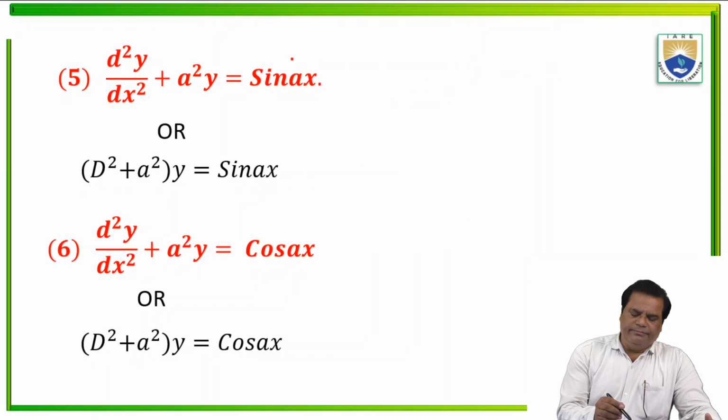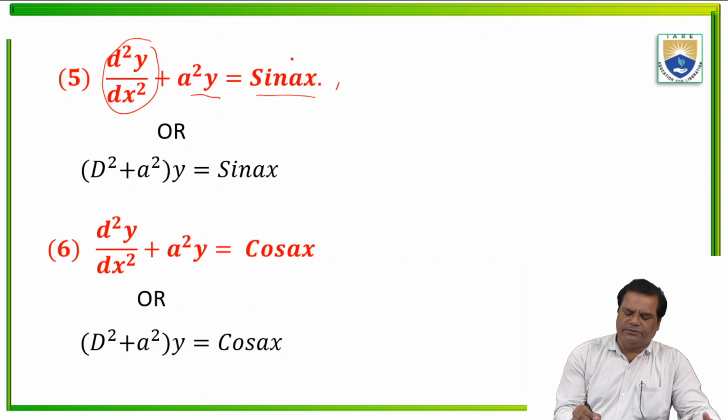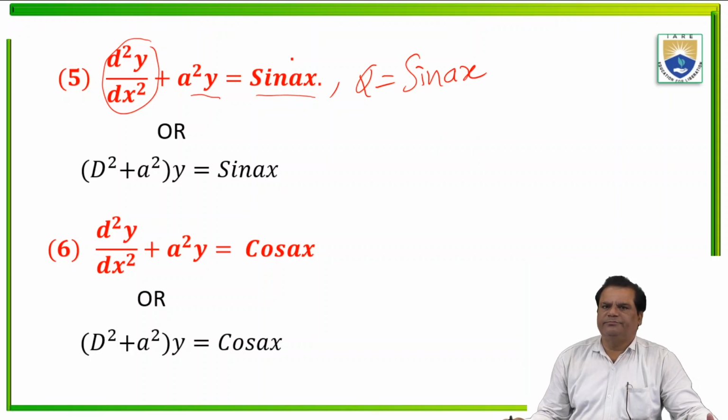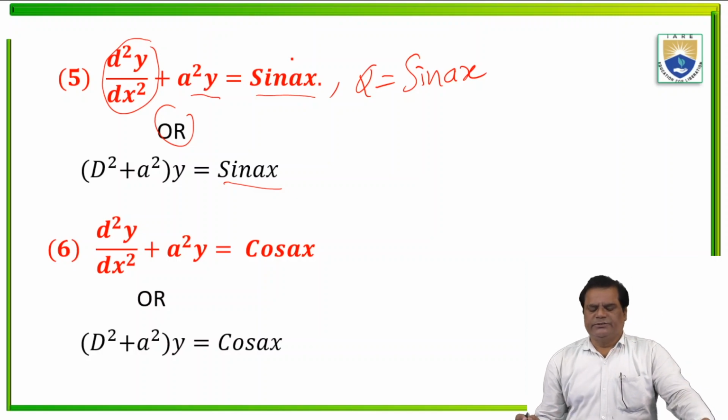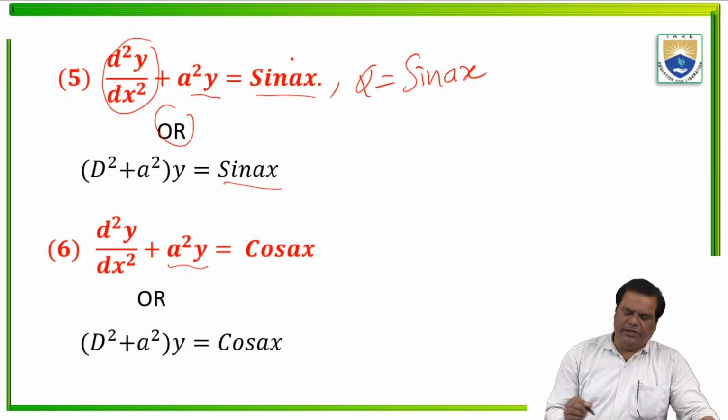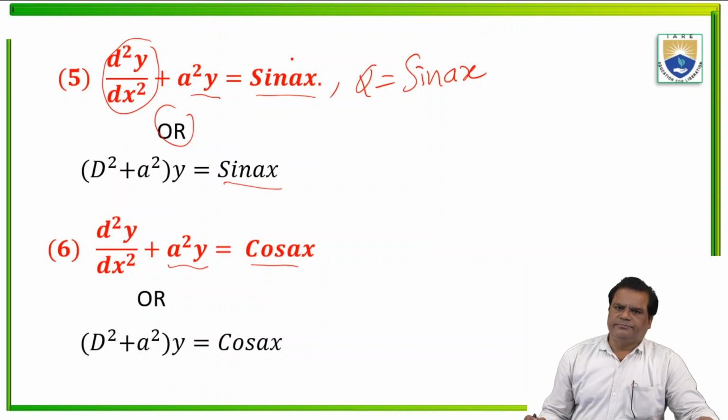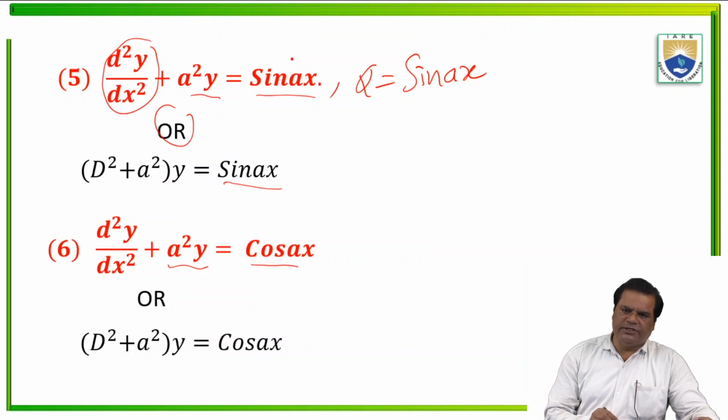Now the next problem 5: d2y over dx2 plus a square y equal to sin ax. So here Q is sin ax. Or we can write this problem 5 in D form: D square plus a square y equal to sin ax. The last problem of this topic is d2y over dx2 plus a square y equal to cos ax. Or we can write D square plus a square y equal to cos ax. Here Q is equal to cos ax.